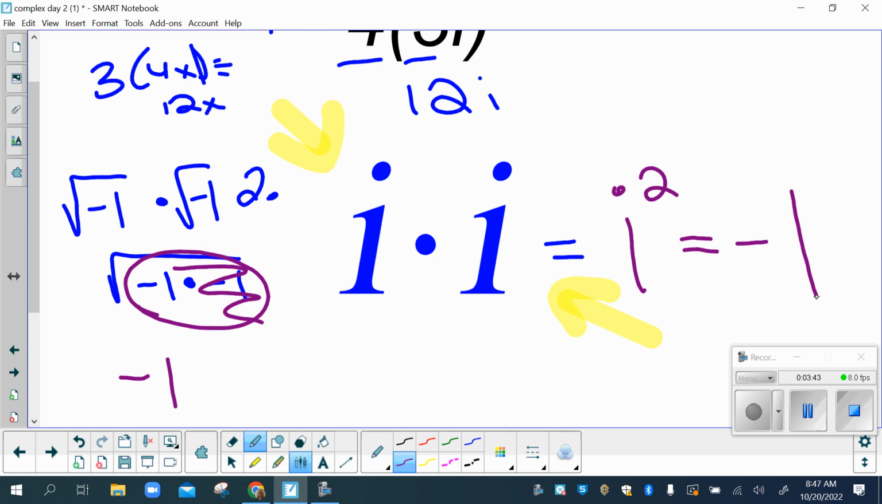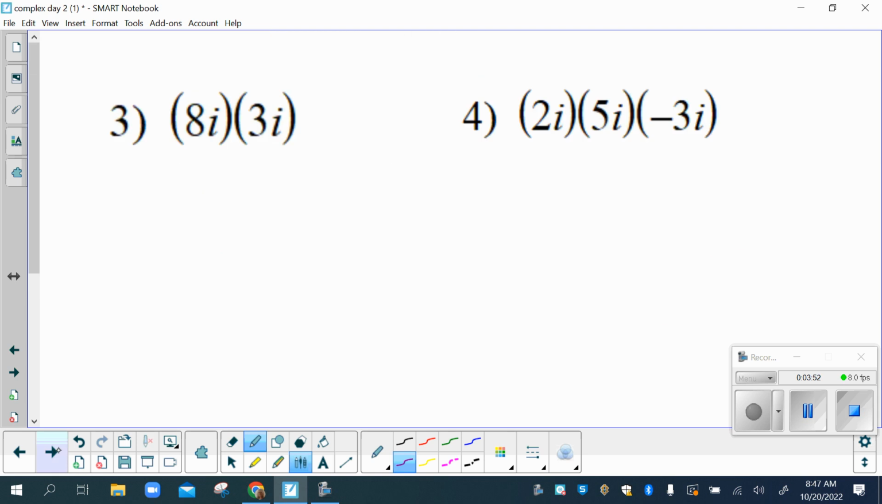So now we're going to use that fact, right? We're going to use that. You guys ready to rock and roll with this? If you got that, we are good to go. Okay, here we go. Let's start off. Nice and easy. 8i times 3i. So I'm going to show you the steps, the official steps.